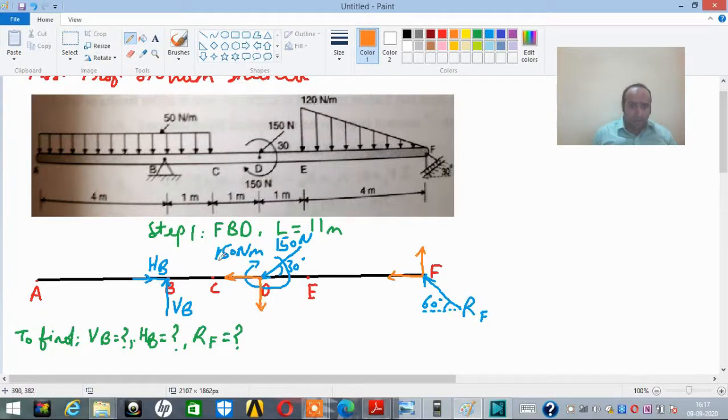So I can write it over here. It will be 150 cos 30 and 150 sin 30. So let me write it over here: 150 cos 30 and here 150 sin 30. Even over here it will be RF sin 60 and here RF cos 60. Apart from these, my dear friends, there is now one uniformly distributed load and one uniformly varying load.